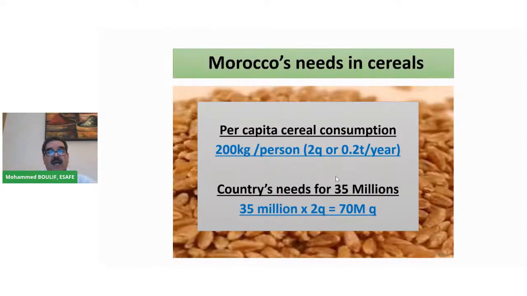Regarding Morocco, each Moroccan citizen needs from 200 kilos to 220 kilos of wheat per person per year. These are the official statistics. If you multiply that by the number of millions of inhabitants in Morocco, 35 by 2 quintals, that is 70 million quintals. Okay, this figure by itself is a magical figure. It is a magical figure because it is used in the national budget of our Ministry of Finance to bid on the economic growth every year.